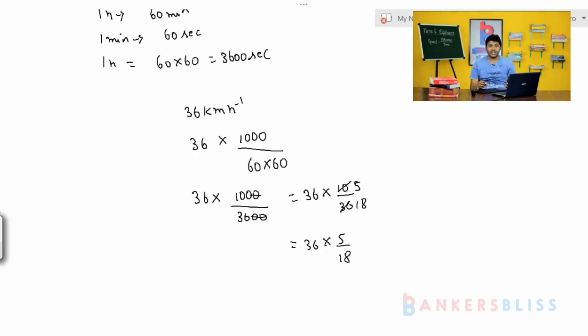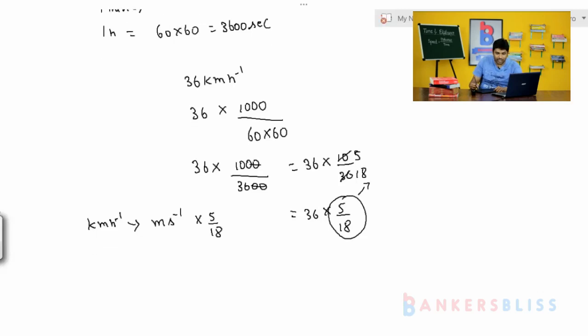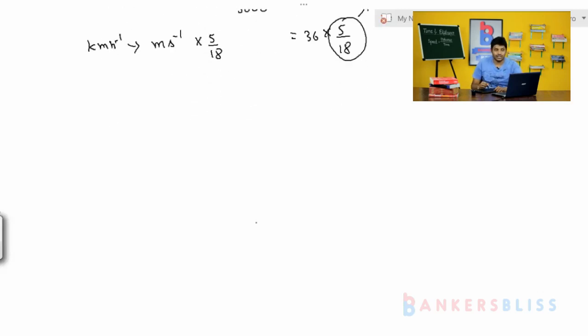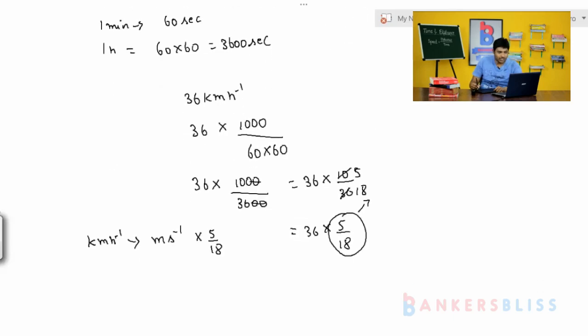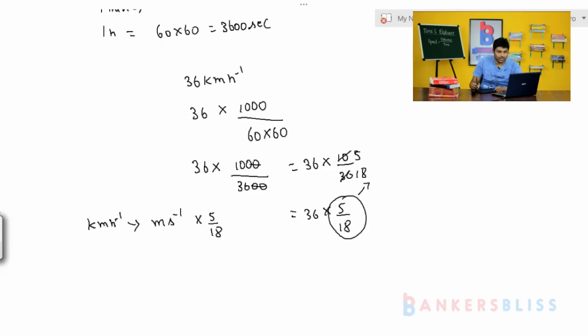So, if you want to convert from kilometer per hour to meter per second, then you have to multiply it by 5 by 18. Why do we have to multiply it by 5 by 18? Already I have shown you. So, you have to multiply it by 5 by 18. See here, we have multiplied it by 5 by 18.